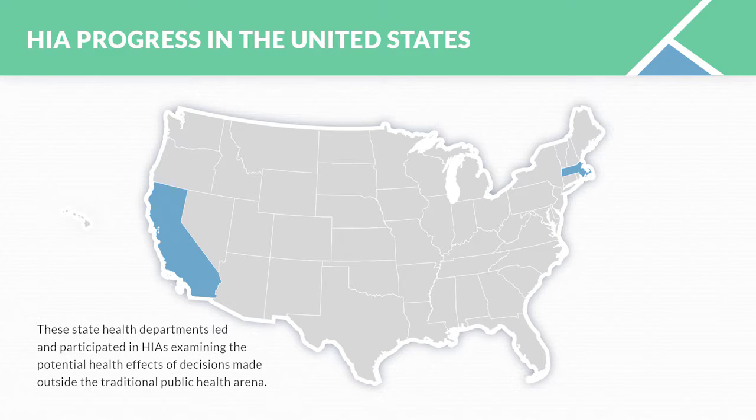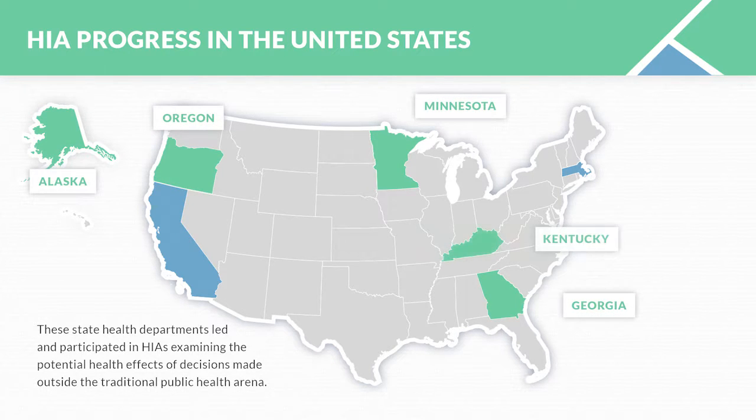State health departments in Minnesota, Georgia, Oregon, Alaska, and Kentucky have all led and participated in HIAs examining the potential health effects of decisions made outside the traditional public health arena. HIA topics included parks and green space planning, school siting, and employment policies. HIA allowed the state health departments to represent the potential and often overlooked health impacts of policies seemingly unrelated to health.